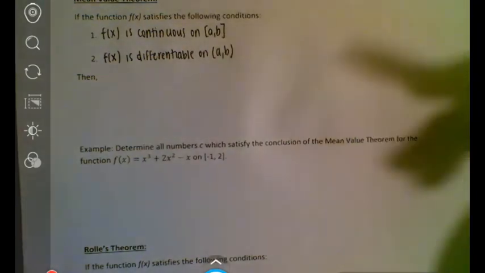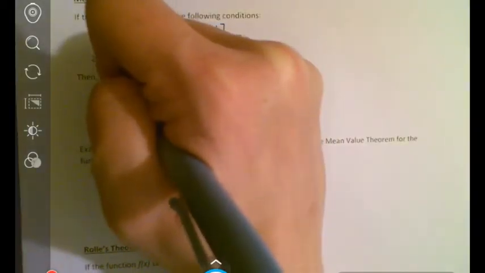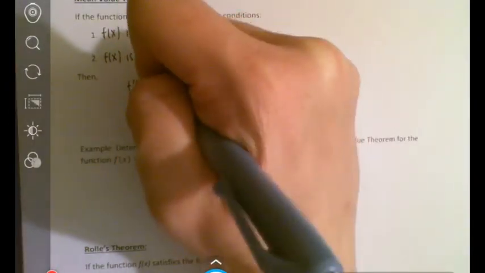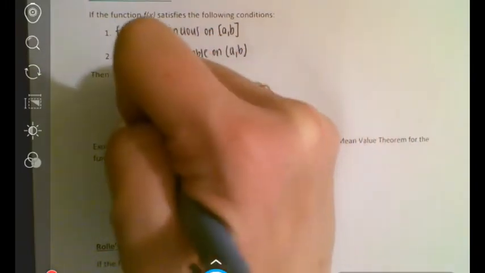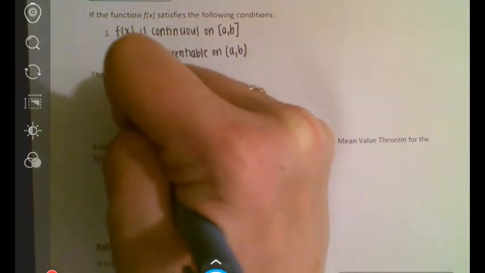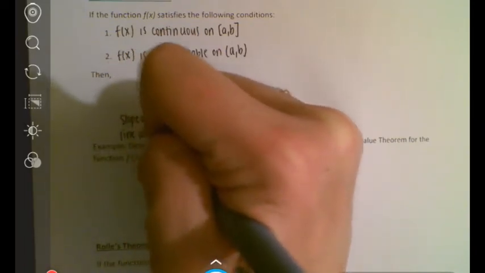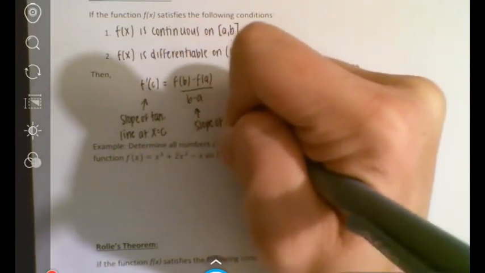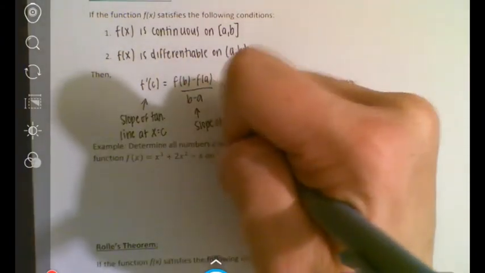or corners. If those two conditions are met, then we can say that f prime of some x value c is equal to f of b minus f of a all over b minus a, which in words, remember, means that the slope of the tangent line at our x value of c must be equal to the slope of the secant line on the interval from a to b.